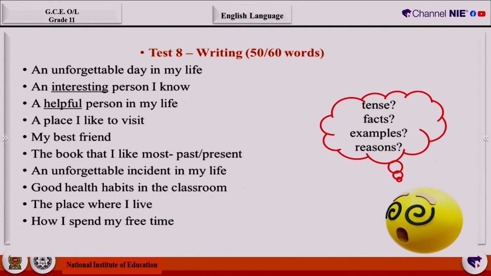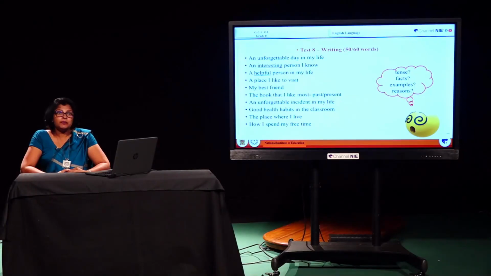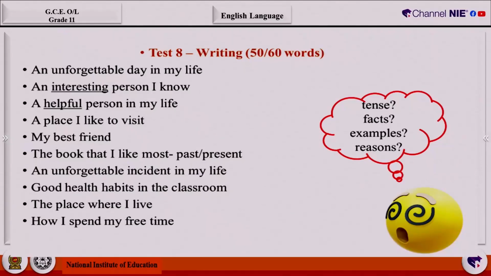If I go to the title, like the book that I like most, maybe you can use the simple present tense, or sometimes you may have to use past tense as well. The place where I live, you are going to talk about your town, your city or your village. So, what are you going to write? You have to introduce the place where you live.